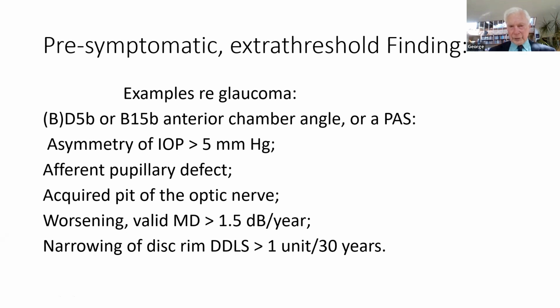Sometime along the way, they're going to start developing damage. If they have an afferent pupillary defect, they already have damage. You don't know whether it's due to glaucoma, but you know they've got damage. If they have an acquired pit of the optic nerve, they are damaged. If they have, we talked about that, a mean defect that's valid, it's got to be valid, of greater than 1.5 decibels a year, they're going to get worse. If their rim is getting narrower, one DDLS unit every 30 years, they're going to continue to get worse.